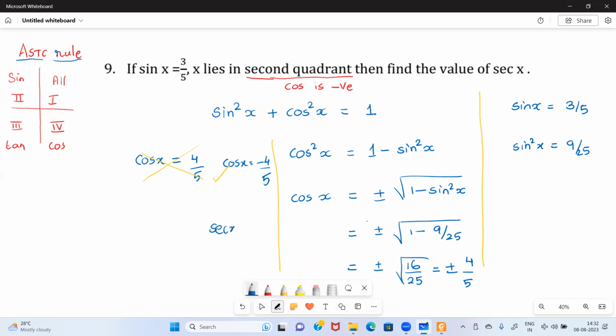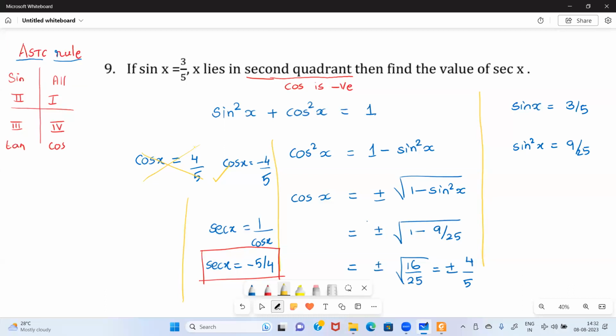We want the value of secant x. Secant x we know is what? The reciprocal of cos x. So it should just be the reciprocal. Minus 4 by 5 reciprocal is minus 5 by 4. Therefore, the required answer for this question is minus 5 by 4. Clear, students? All right.